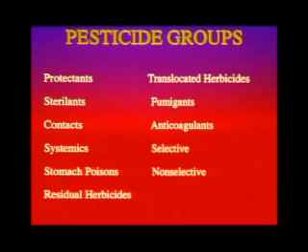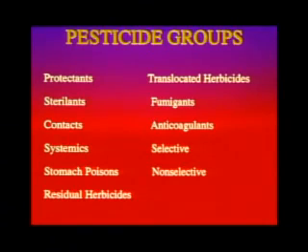Translocated herbicides are something that we use a lot. Things like glyphosate, where you apply it to the plant and it's absorbed and moves through the plant and thereby kills it. Fumigants, of course, are gases. We use these in like fumigating grain bins. Anticoagulants would be an example of maybe mice or rat baits or poisons. Anticoagulant, of course, means that it keeps blood from clotting.